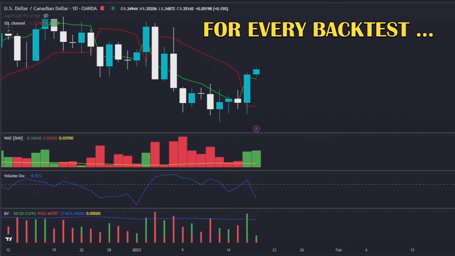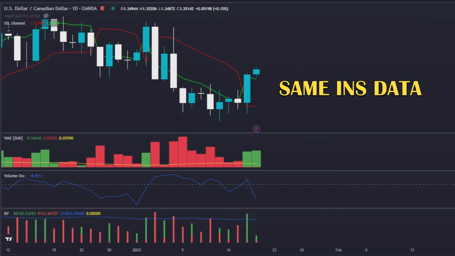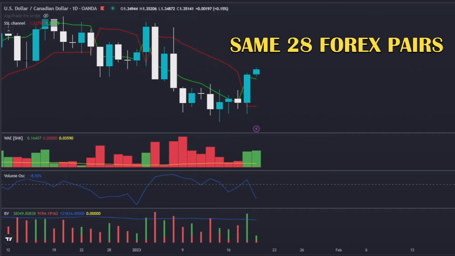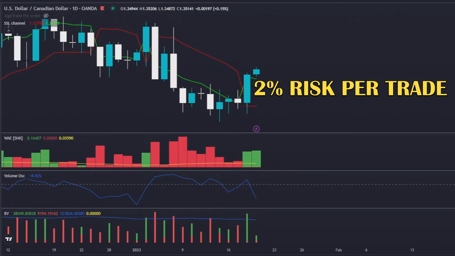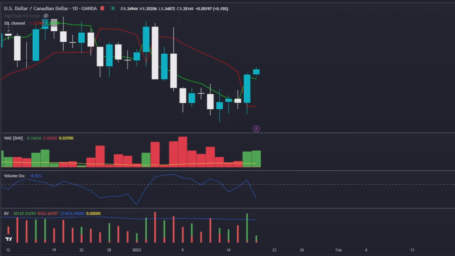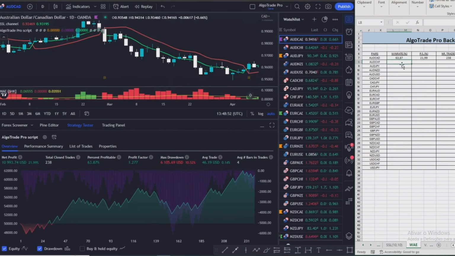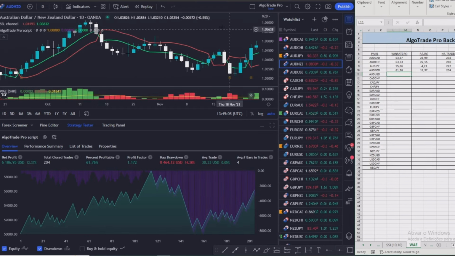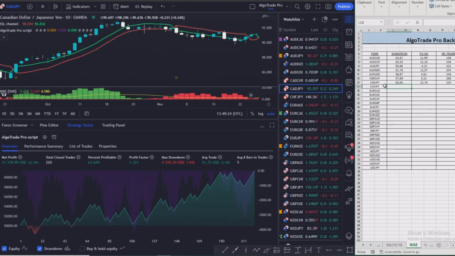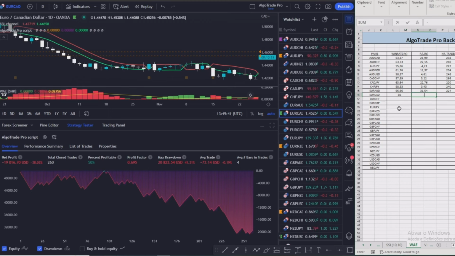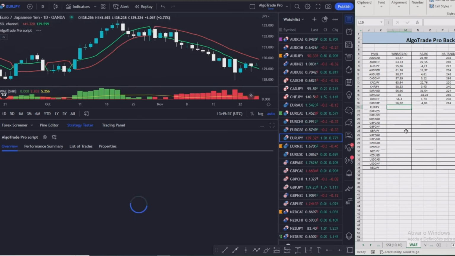For every backtest, I will always use the same in-sample data, the same 28 pairs, and the same 2% risk on each trade. To point out the results, I will use the same Excel sheet I used in the last videos. I will now speed up this part of the video a little bit, but you can slow it down to see the results of every volume indicator. I'll see you in a bit.